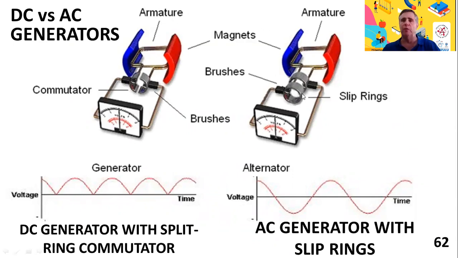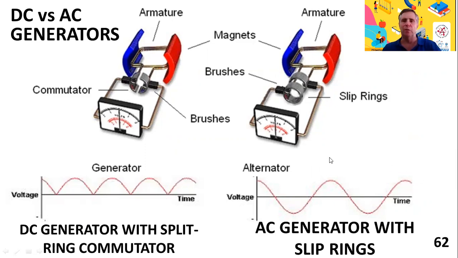You'll see that they look very similar. They have fixed magnets, they have an armature or a coil, they have some way of contacting between the coil and the meter here. Now you can see in the DC generator, you've got a split ring commutator. On the AC generator, you've got slip rings. Now, the function of these will be explained much more clearly in the next simulation. And as we've seen, a DC generator gives you an always positive, or it could be always negative output, but it doesn't change from positive to negative. An AC generator gives you an alternating voltage.